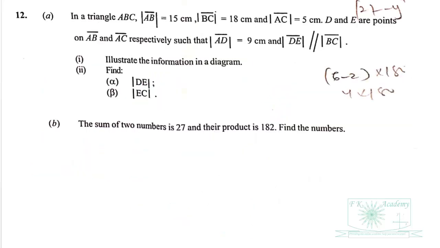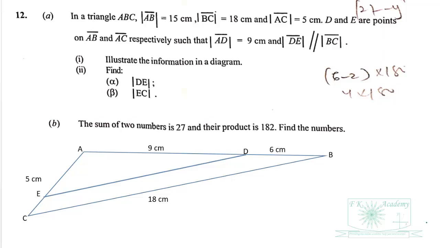In a triangle ABC, line segment AB has magnitude 15 centimeters, line segment BC had magnitude 18 centimeters, and line segment AC had magnitude 5 centimeters. And D and E are points on AB and AC respectively, such that line segment AD had magnitude 9 centimeters and DE is parallel to line segment BC. Illustrate the information in a diagram.